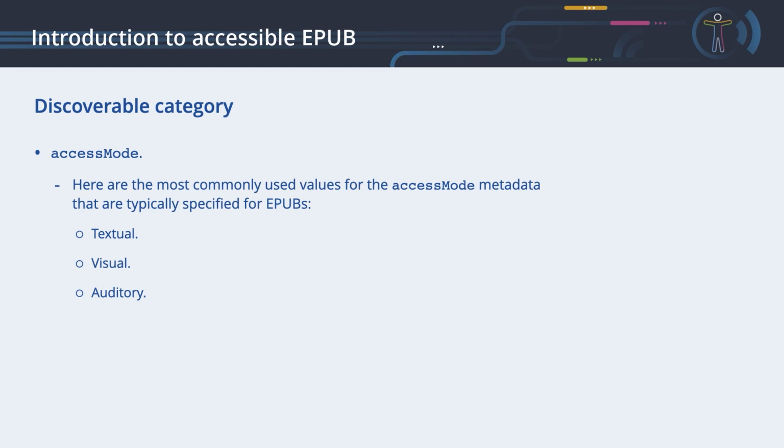Here are the most commonly used values for the access mode metadata that are typically specified for EPUBs. Textual. The publication contains text content such as headings, paragraphs, etc. Visual. The publication contains visual content such as images, graphics, diagrams, animations, and video. Auditory. The publication contains auditory content such as standalone audio clips and audio soundtracks for video content.